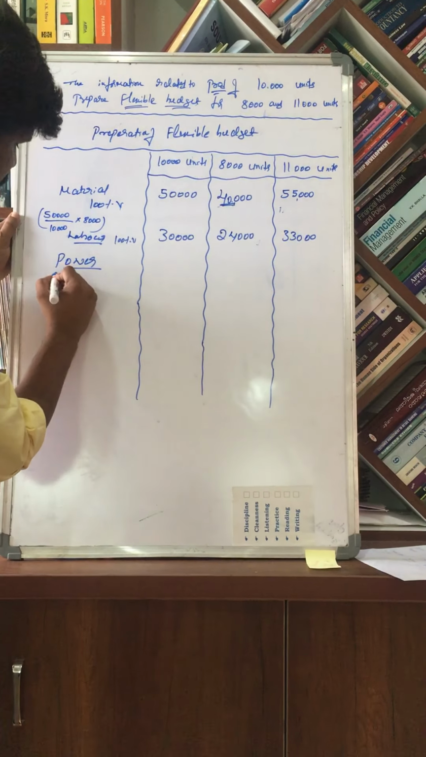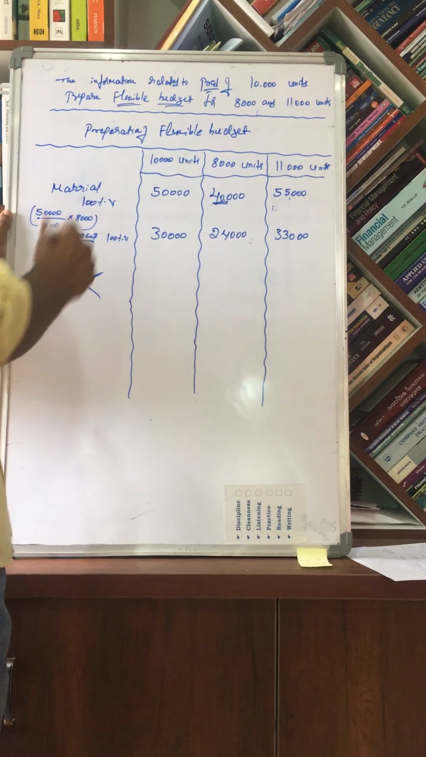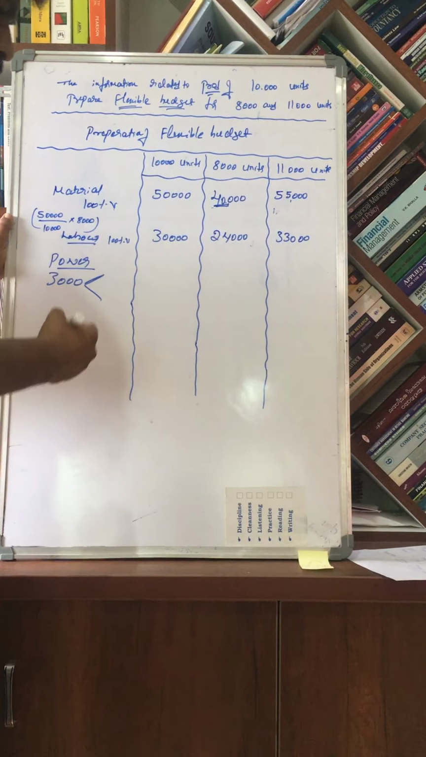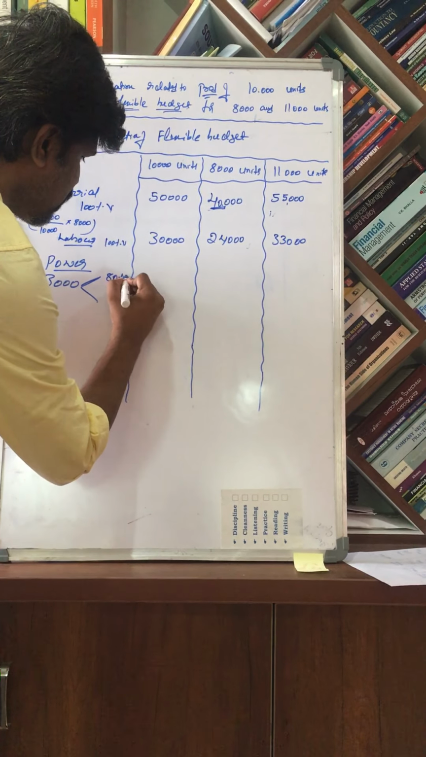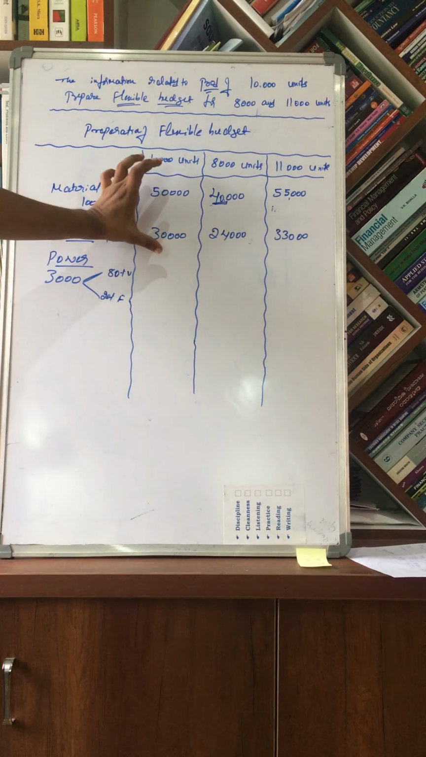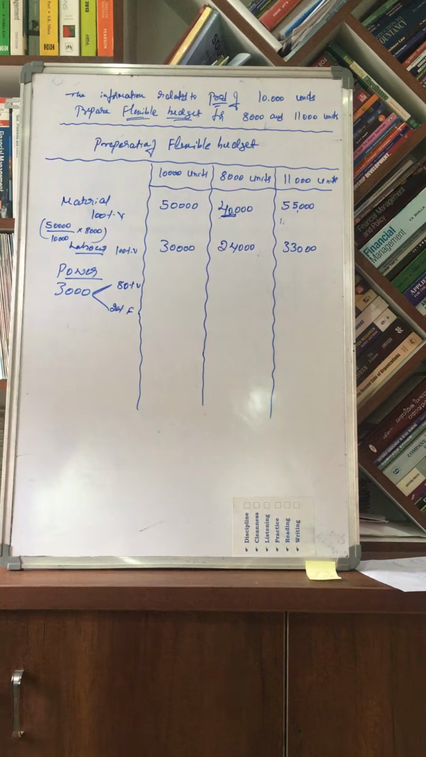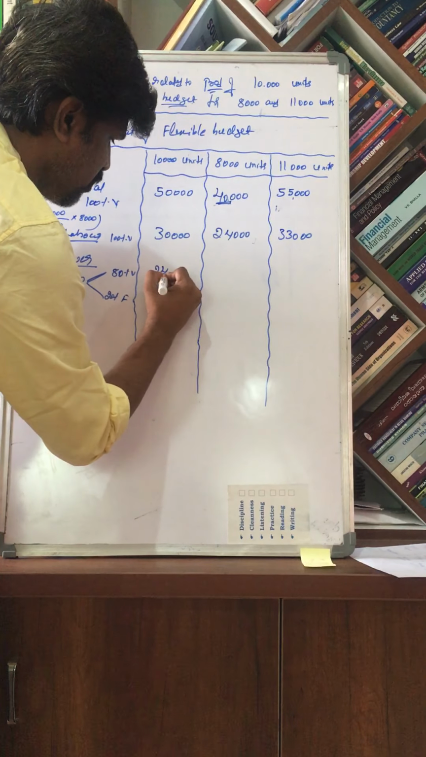The next item is power. For power they have given 3,000 rupees. This will be divided into different categories, that is fixed cost and variable cost. They have given 20% fixed, that means 80% variable. We have to take only the variable cost first, then the fixed cost. 80% of 3,000 is 2,400.